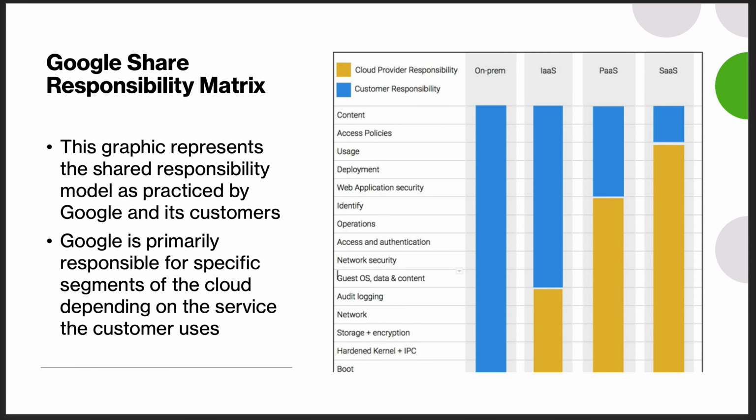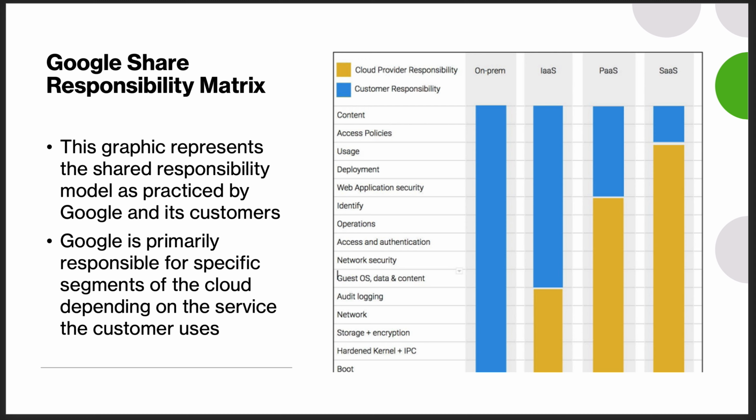So when we take a look at Google, Google uses a shared responsibility matrix, and that's based on what kind of service you get from Google. If you're on-prem, you are responsible for everything. It's your data center. You're responsible for all the data center configurations and all the data center certifications, making sure that your data center meets certain requirements. If you're doing SaaS, software as a service, then you're only responsible for the content and the access policies. Everything else becomes the process of how Google will do that work for you.